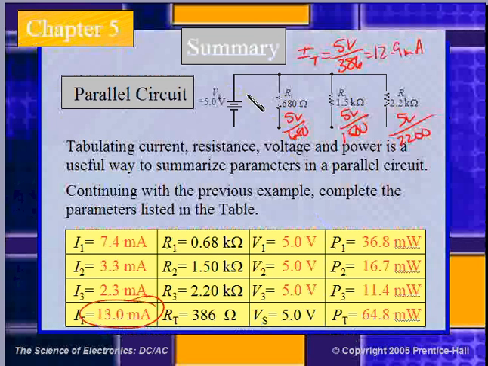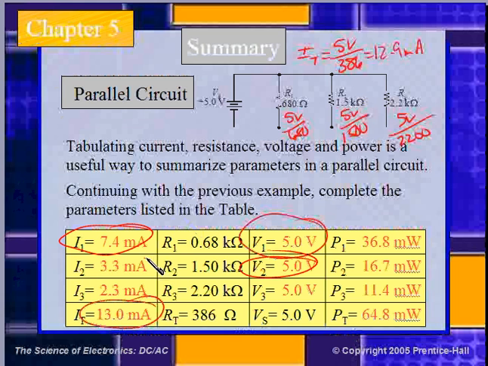All of the voltages have 5. There's no calculation to get that. And power is just a matter, once I know all the quantities, I can just pick a formula. So if I use V times I, I would take each V and each I, multiply them to get the power.